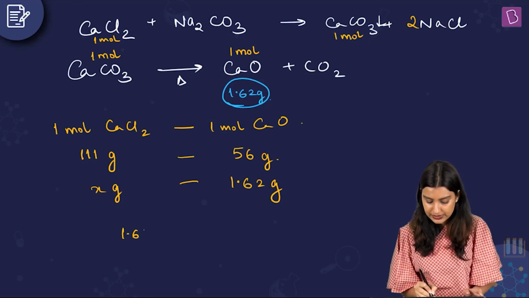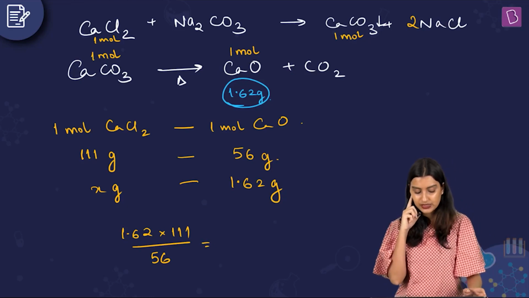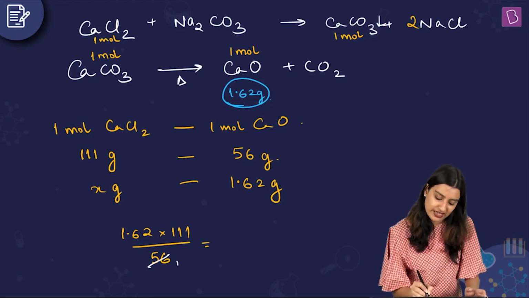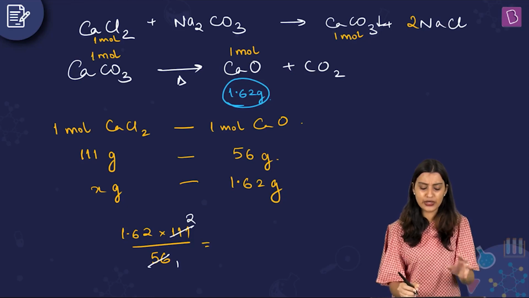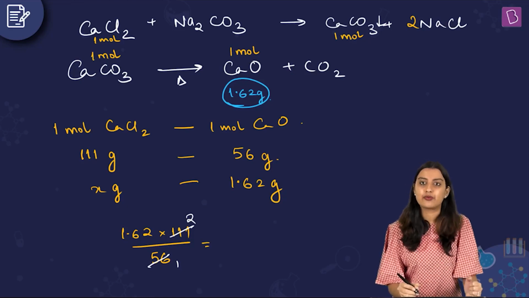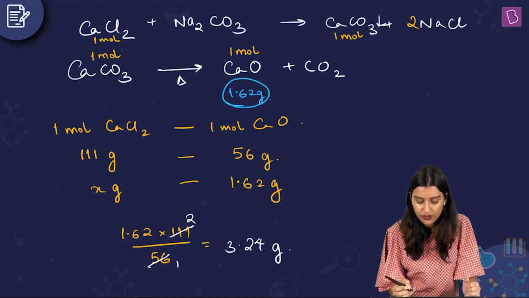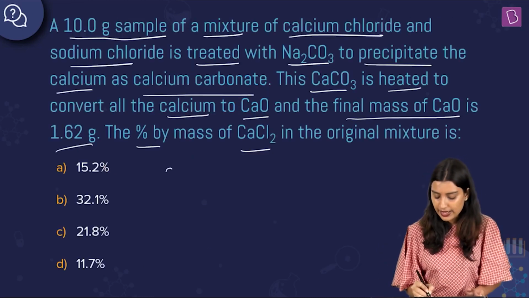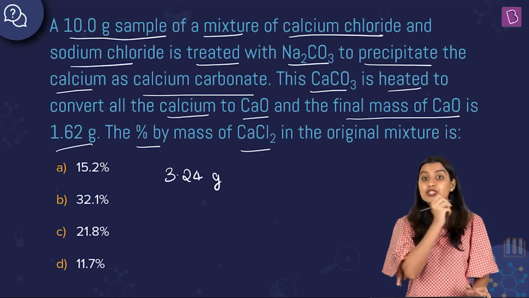So I'll do 1.62 multiplied by 111 divided by 56. How much is this coming out to be? 56 into 2 is 112. You have 111, so I can safely say that this is almost the same. I have 1.62 into 2, which is going to give you 3.24 grams of calcium chloride. So I had 3.24 grams of calcium chloride in the original mixture.